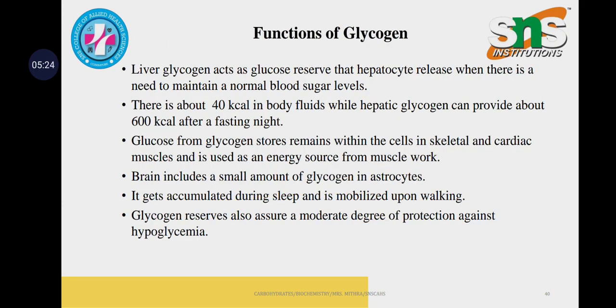Functions: it is about 40 kilocalories, and liver glycogen further acts as glucose to maintain normal blood sugar levels. The brain includes a small amount of glycogen, which gets accumulated during sleep and mobilized upon waking. Glycogen serves to assure a moderate degree of protection against hypoglycemia.